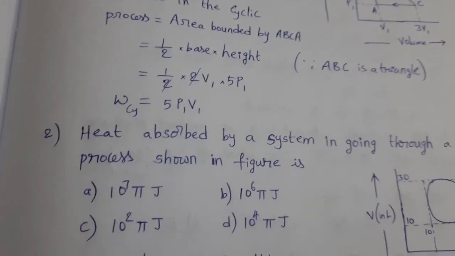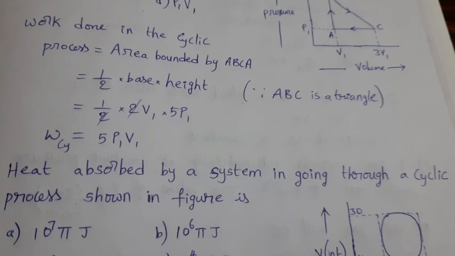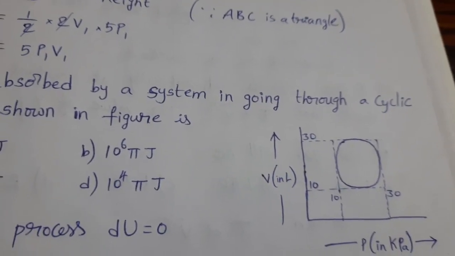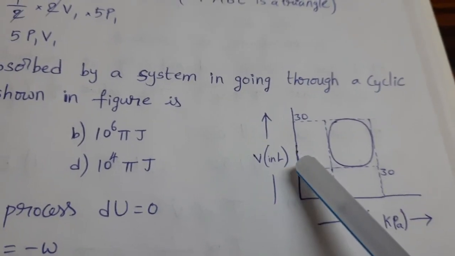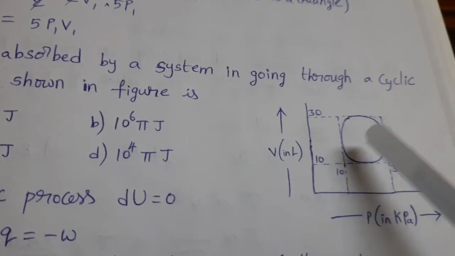Next, heat absorbed by a system in going through a cyclic process shown in the figure. Here also cyclic process, but diagram is different. Here volume is taken on y-axis and pressure is taken on x-axis.